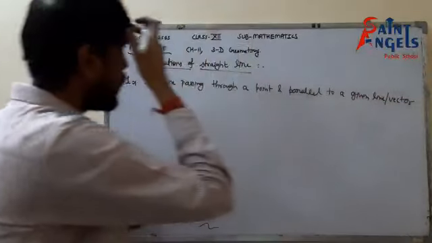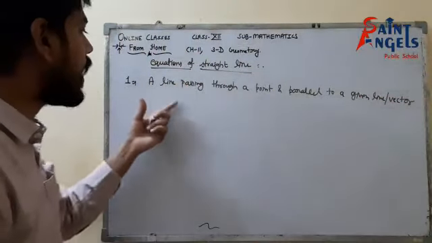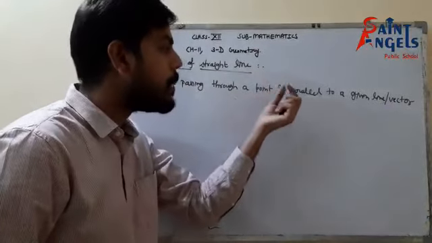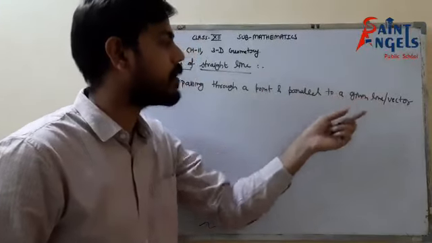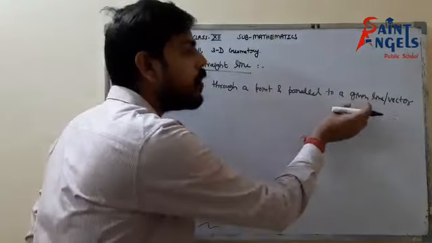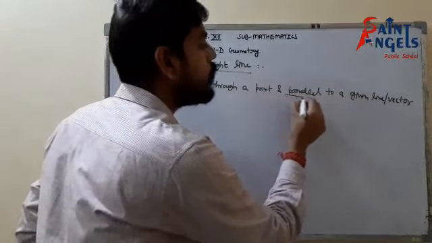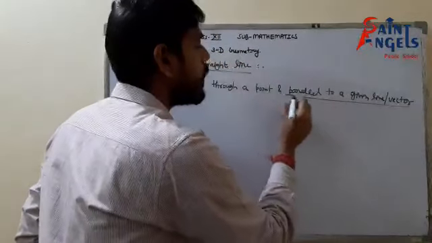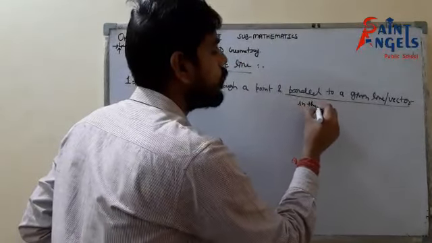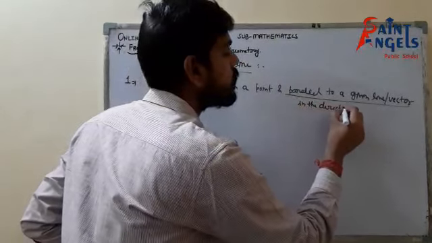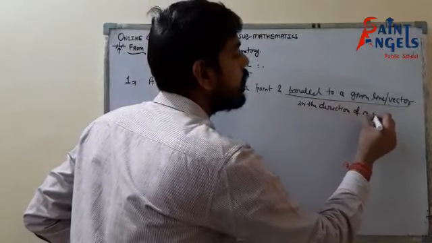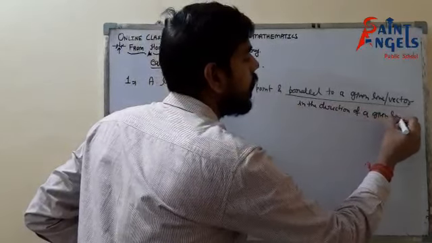The first equation of a line is a line passing through a point and parallel to a given line or vector. I could say parallel to a given line, or in the direction of a given line or vector.